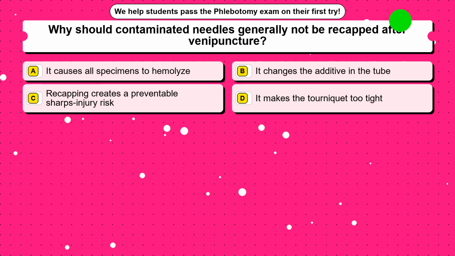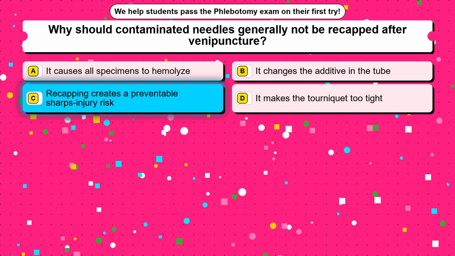Question 19. Why should contaminated needles generally not be recapped after venipuncture? Option A. It causes all specimens to hemolyze. Option B. It changes the additive in the tube. Option C, recapping creates a preventable sharps injury risk. Option D. It makes the tourniquet too tight.